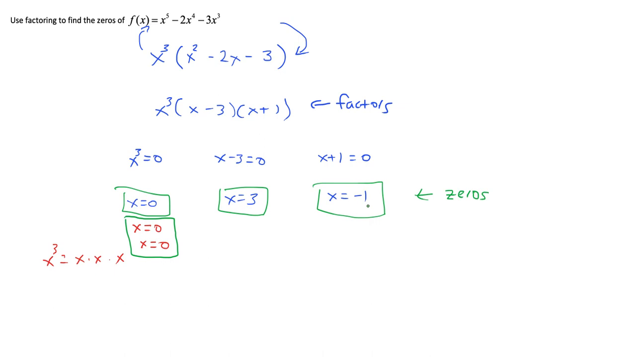negative 1. What does that mean? It means that if you actually calculate f of 0, if you plug in 0 back into this polynomial, we're going to get 0. If you plug in 3 into the polynomial and calculate that, we should get 0. And if you plug in negative 1 here, negative 1 here, negative 1 here, and work everything out, we should get 0. That's why they're called zeros.